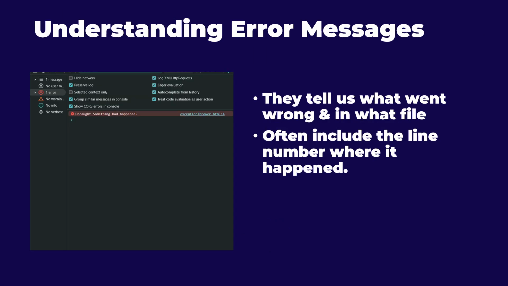When something breaks, JavaScript gives us an error message. It may look scary, but it's really just information. It tells you what went wrong and the file where the error happened, and often the line number where it happened.